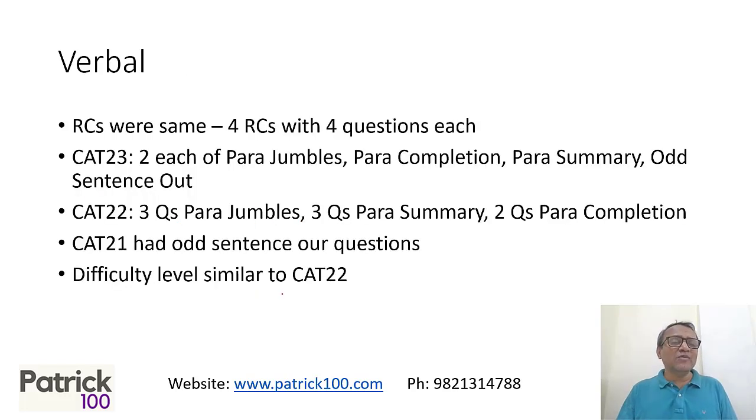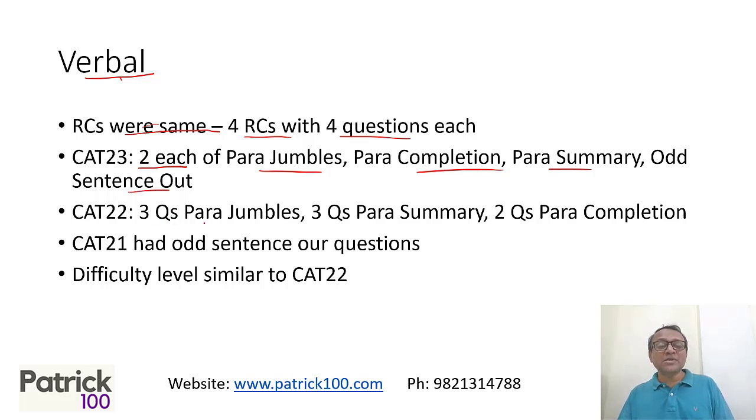Now, let's look at each section. In the verbal, there was a small change. RCs were the same, 4 RCs with 4 questions each, 16 questions. But as far as verbal ability goes, there were 2 questions each of para-jumbles, para-completion, para-summary and odd sentence out. Whereas in CAT-22, there were 3 questions on para-jumbles, 3 questions on para-summary and 2 questions on para-completion. So no odd sentence out.